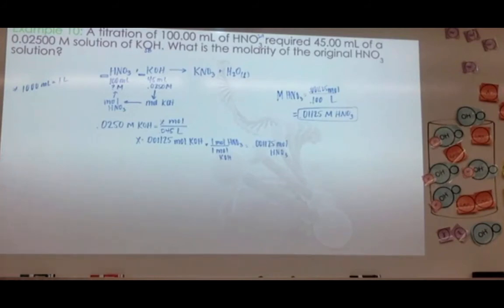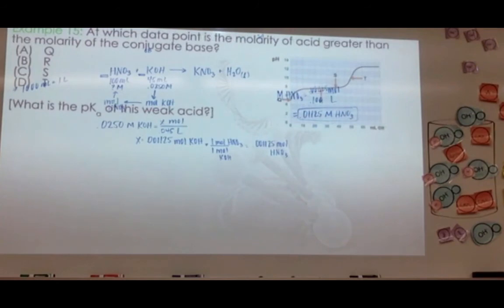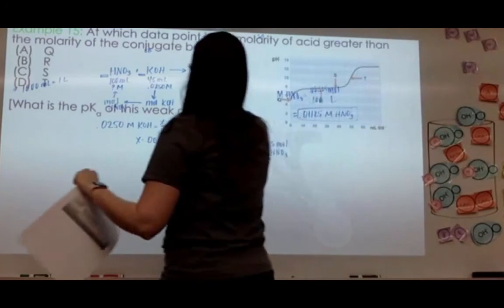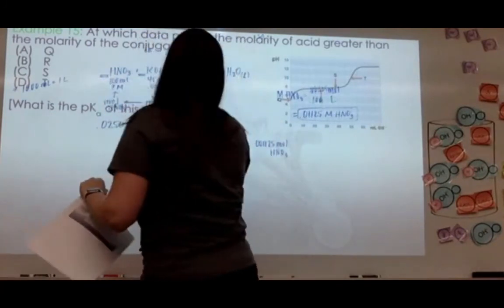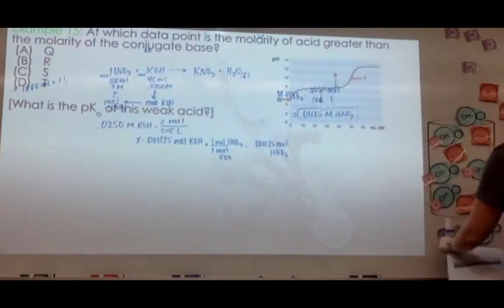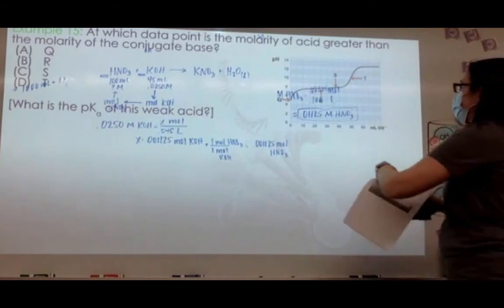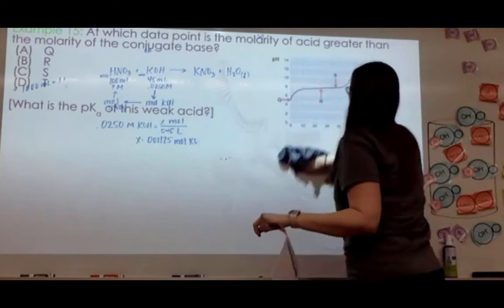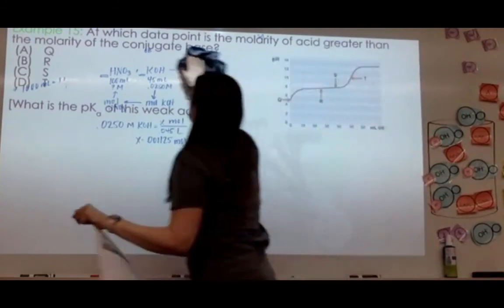Questions on this before we look at just the multiple choice? If not, go ahead and flip to example 15. All right, example 15, and the reason I want to look at this is because this is just a multiple choice question that we can look through, and it helps look at titration curves and what we have in the container at different points of the titration curve.